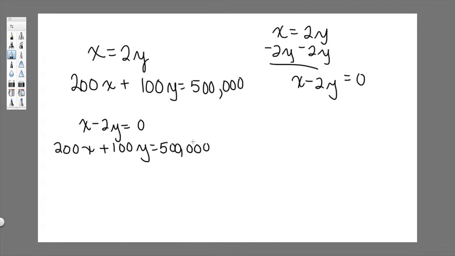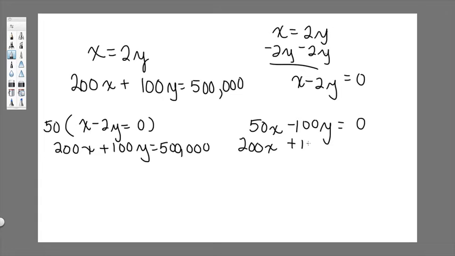Welcome back. We're going to eliminate the y's. So they're already opposite inside. This guy's negative, this guy's positive. But I want them to be the same value. Think about what I have to multiply 2 by to make it 100. I'm going to multiply it by 50. So I get 50 times x is 50x. 50 times negative 2y is negative 100y. And 50 times 0 is 0. Copy down the next equation because I don't need to change it at all.